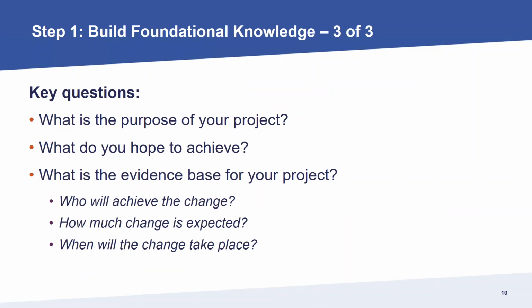Three key questions you should consider as you identify the most important things to measure and ensure the measures have the appropriate level of detail are: what is the purpose of your project? What do you hope and can you realistically expect to achieve? And what is the evidence base for your project? For example, who or what will achieve the change? The project performance measure should state who or what is targeted for change. For example, students or a system the project implements.